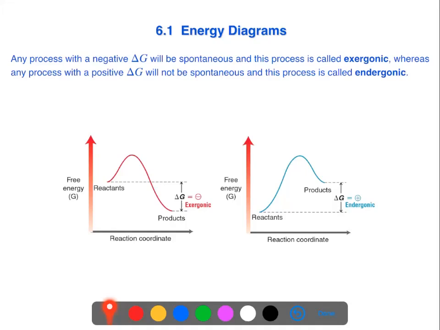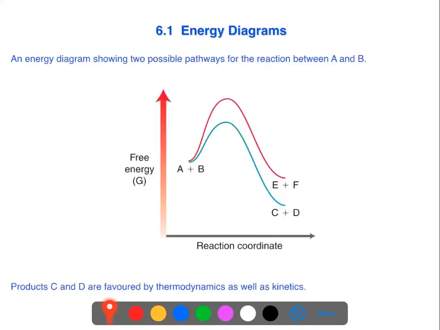Whereas if the process has a positive delta G, that is, the free energy of the products is higher than the free energy of the reactants, we refer to this as an endergonic process. So in this energy diagram, we're showing two possible pathways that a reaction between A and B can take. We can end up with products C and D, or products E and F.